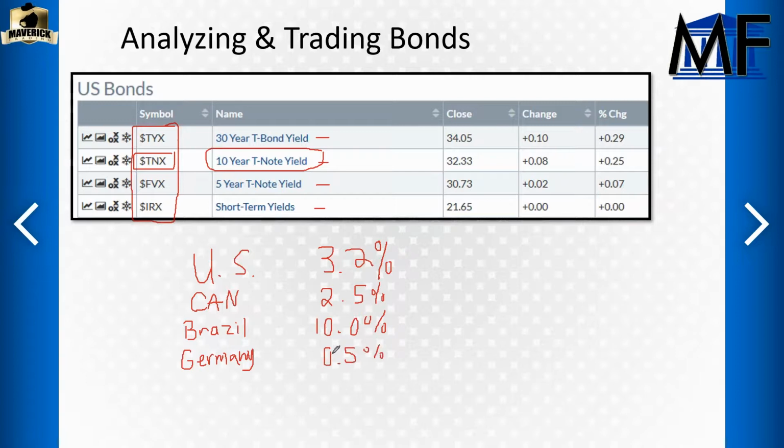0.5%. So people are willing to give Germany money and collect 0.5% on it for 10 years right now. Look at the difference. Look at the discrepancy. Apparently, people are very, very confident that Germany is going to be able to pay their bills. A little less confident about the U.S., but Brazil and some of these emerging markets, and there would be other examples. I mean, it's sometimes crazy.